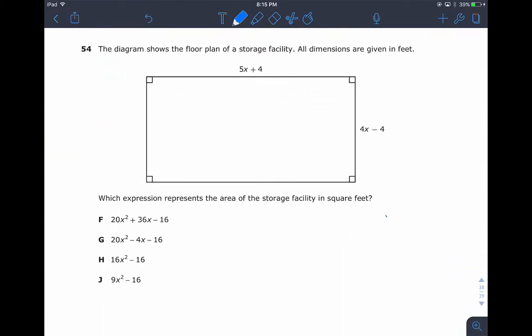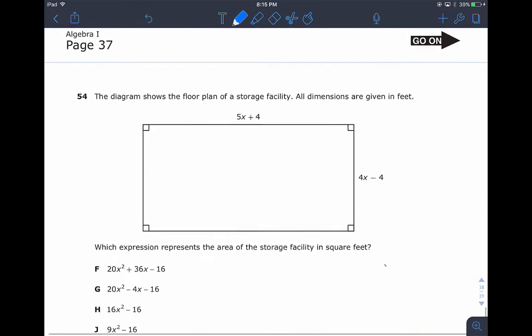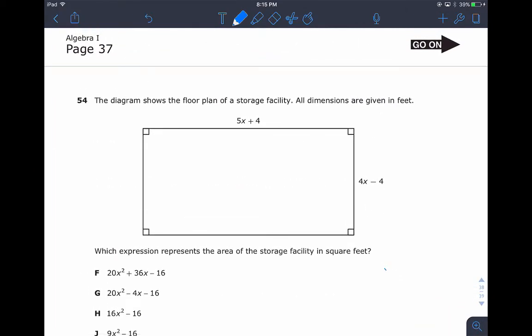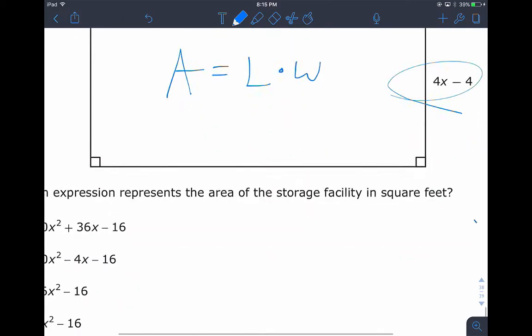Alright, behold the last question, I think. Yep, the last question here. The diagram shows a floor plan of a storage facility. All dimensions are given in feet. Which expression represents the area of the storage facility in square feet? All right, so you've got a rectangle, and you're trying to find the area. Your area formula is length times width. Take these things and multiply them.